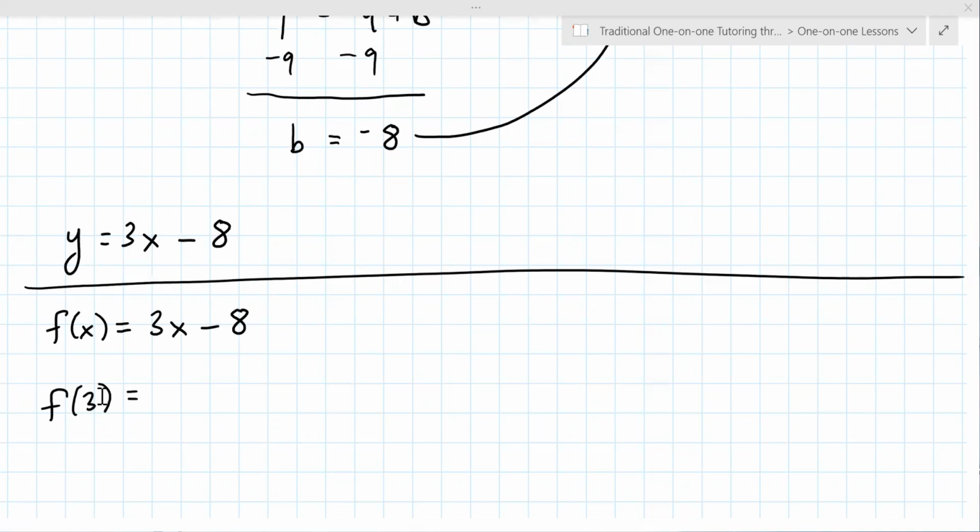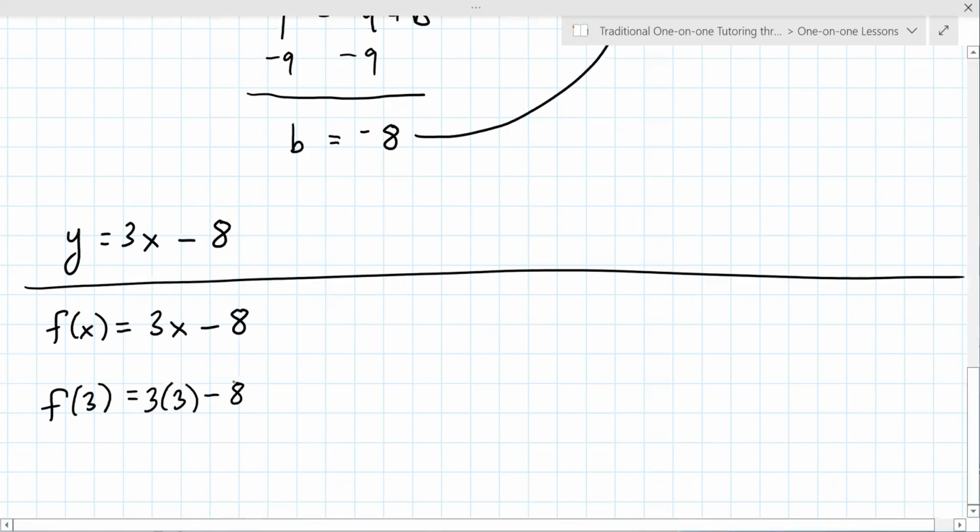So we're going to put 3 in for x. 3 times 3 minus 8. All right. What is 3 times 3? 3 times 3 is 9. 9 minus 8 is? 1. Equals 1. Good.